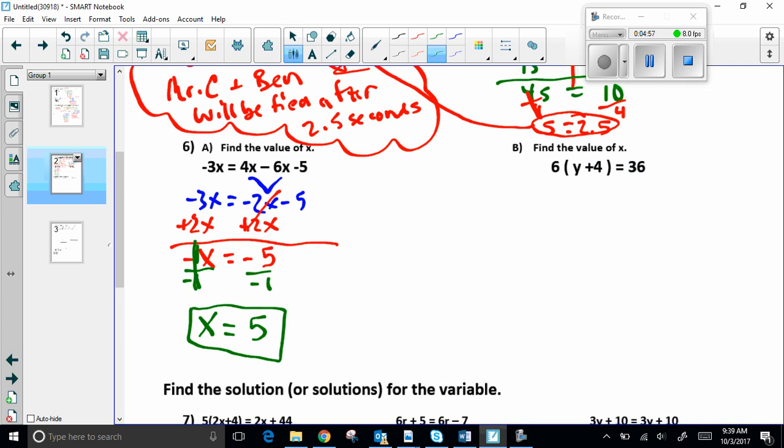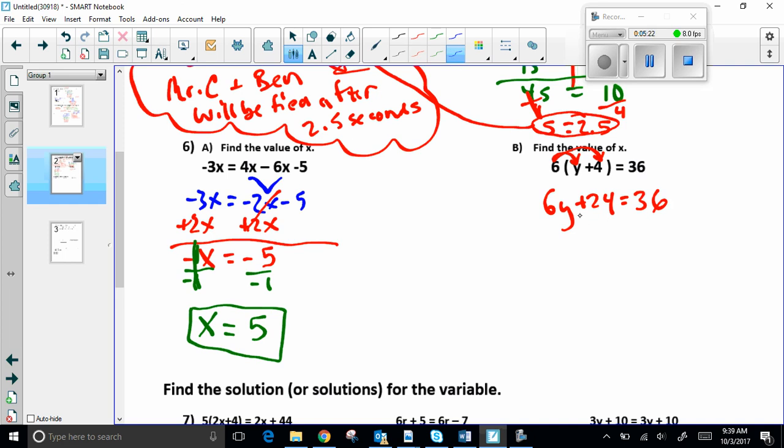Finally, or not finally, but the other problem that you got to work through. This one has the challenge of having the distributive property before we make it into a two-step equation. So I got to do 6 times y and 6 times 4. So we get 6y plus 24 equals 36. Now this is a two-step equation.